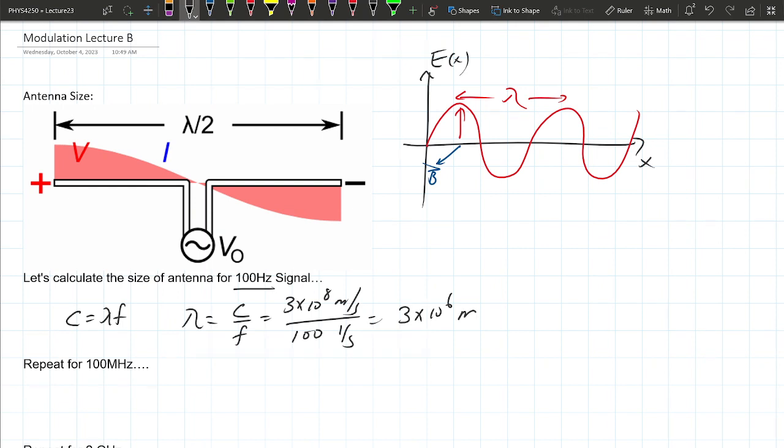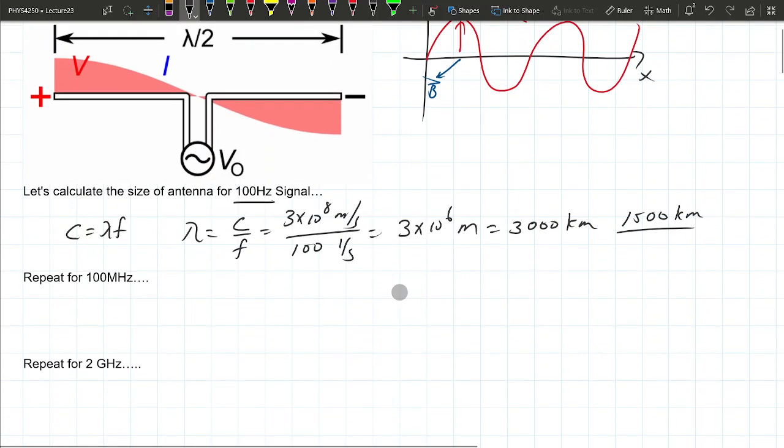Three times 10 to the 6. No one guessed it? 3 times 10 to the 6 meters, that's about 3,000 kilometers. Technically you don't need this long, you need just that wavelength divided by 2. So you need an antenna about 1,500 kilometers long. This is from here to like Denver. That's how long your antenna has to be in order for you to pick up a signal using electromagnetic waves that is 100 hertz. So you probably don't have a lot of those antennas. In fact, I don't think there are any.